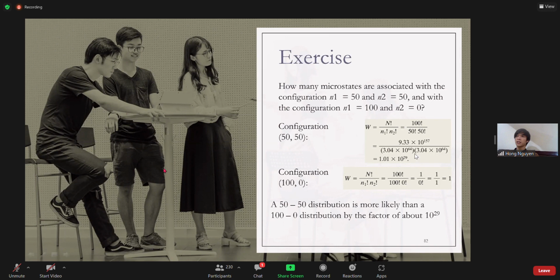So you see the difference between this one and this one. The difference between the configuration 50-50 and the configuration 100-0 is a factor of about 10 power 29. So it's very, very big. According to the probability, this one mostly never happens, and this one will mostly always happen. Good.